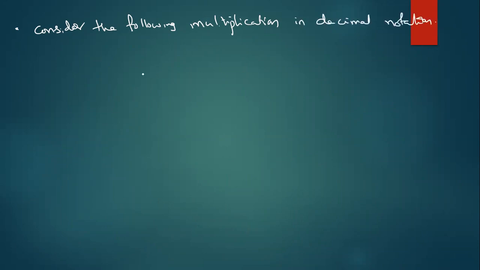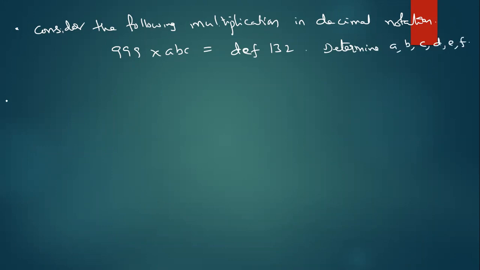Consider the following multiplication. Write down immediately in decimal notation: 999 times ABC equals DEF132. So determine A, B, C, D, E, F. That's the question.